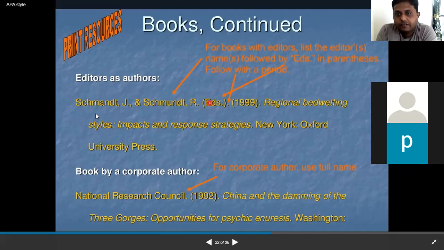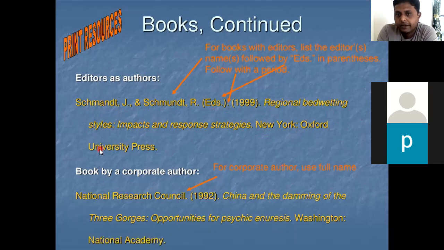If there is more than one editor, in that case, how to put it: surname and again surname. EDS means editors, followed by a full stop. Then publication year, the title, publication city, place, publication company, Oxford University Press.